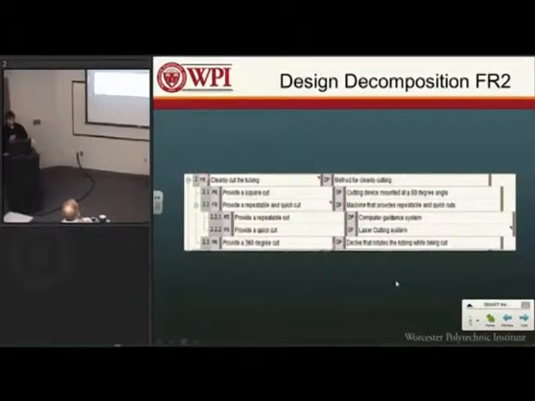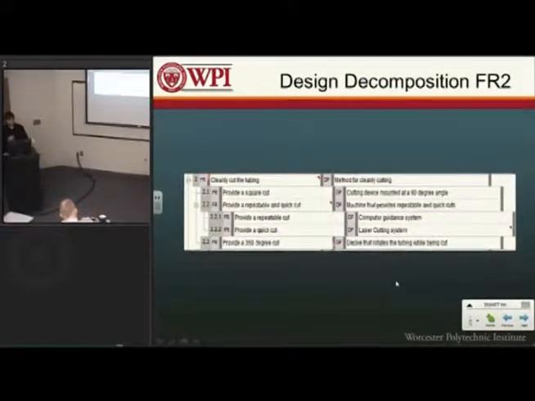Our FR0 is to cleanly cut the tubing. We wanted to provide a square cut, a nice flush end that we could use to mount the tube. Then we had to provide a repeatable and quick cut, so we needed to determine a method to cut in both those manners. For a repeatable cut, we used a computer guidance system, and we knew with that system we'd have a slight error in what it would cut every single time. For the quick cut, we decided on a laser cutting system. With that, we figured we could hone the tip of the laser in its focus area, so it would only cut the tubing and not cut the mandrel inside the tube.